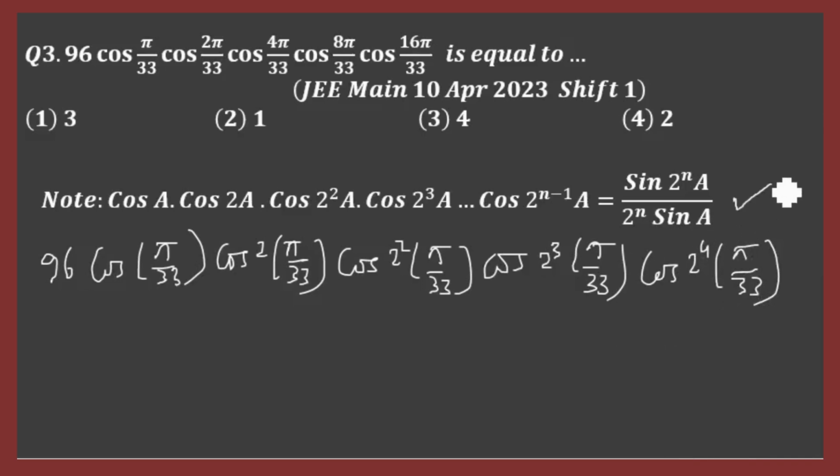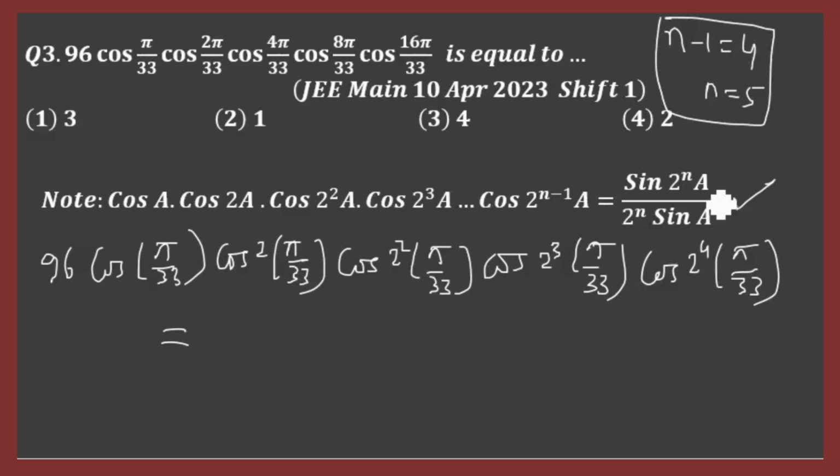So the above formula you can apply to solve this question. What we have here is cos a, cos 2a, cos 2 square a, cos 2 cube a, and so on up to cos 2 to the power n minus 1 a, which is basically sin 2 to the power n a divided by 2 to the power n sin a. So here n, if you compare, n minus 1 is equal to 4, so we get n equal to 5, right.